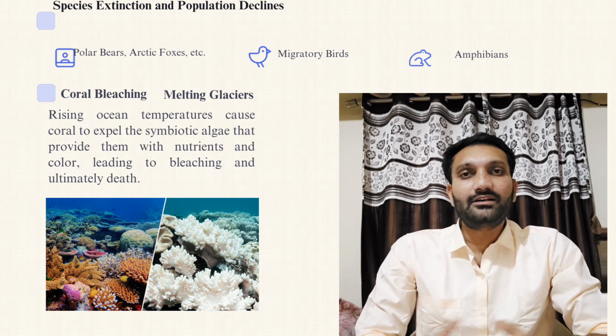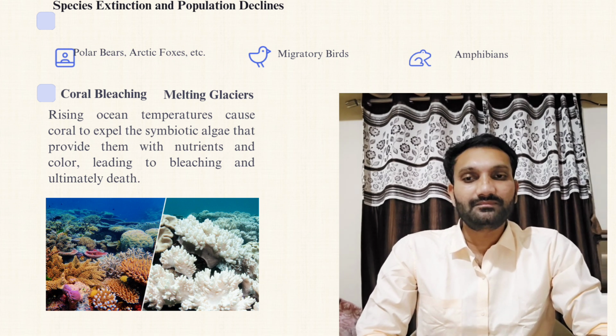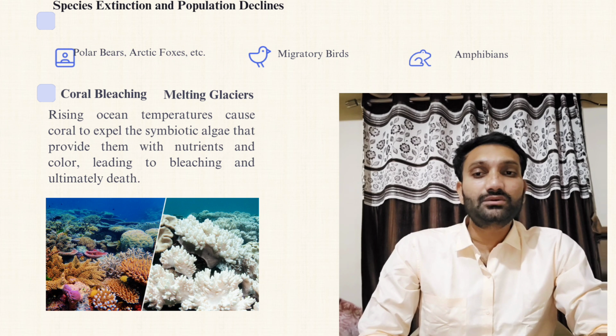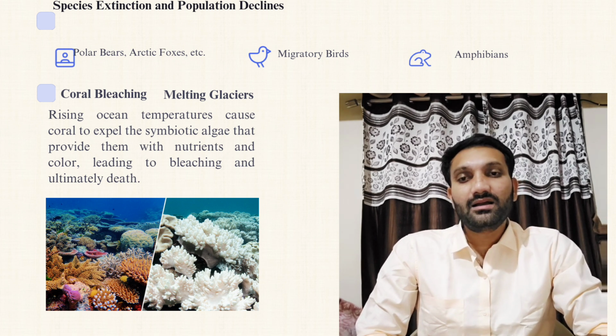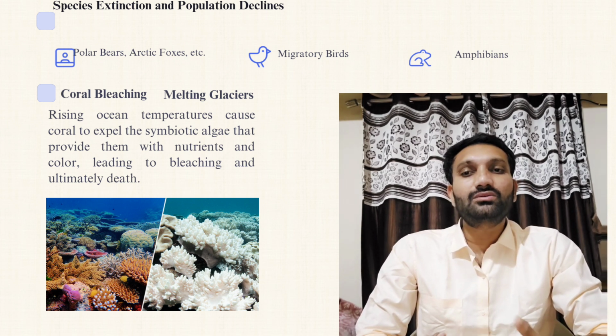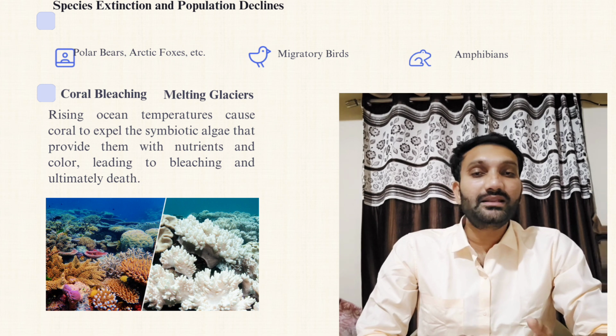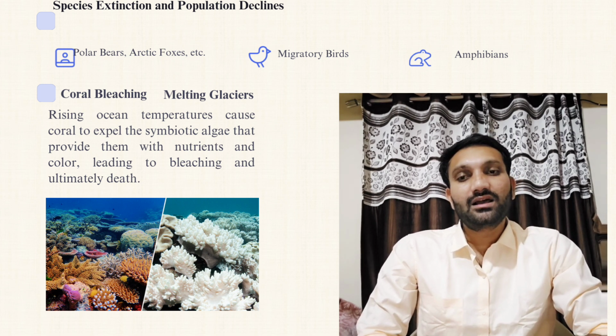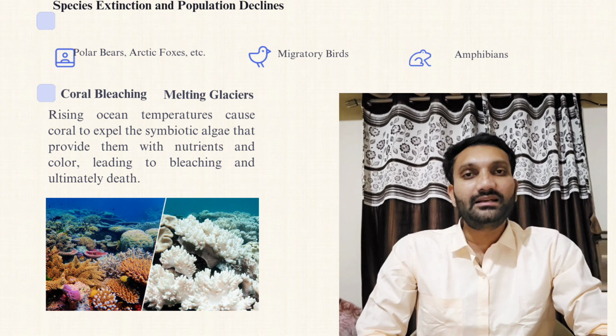Along with that, we talked yesterday about coral bleaching. So what is coral bleaching? I will explain again. Rising ocean temperature causes corals to expel the symbiotic algae that provide them with nutrients and colors, leading to bleaching and ultimately death.